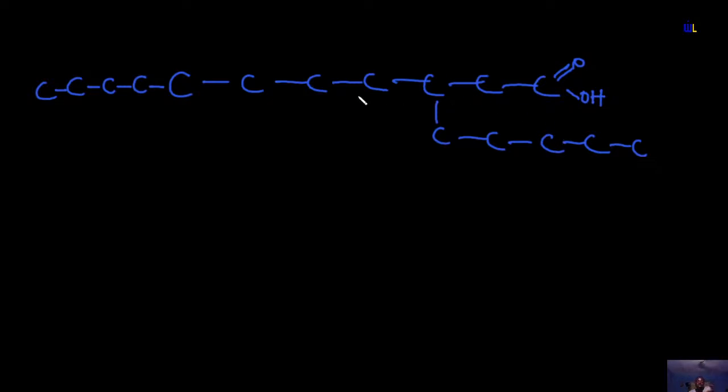Now, the longest continuous chain that contains this functional group is now the parent chain. If it's just the longest continuous chain that excludes it, it's not going to serve as the parent chain. Whatever longest chain that you have must contain the functional group, basically. And that is basically the principle of rule number 3. I hope this is clear.